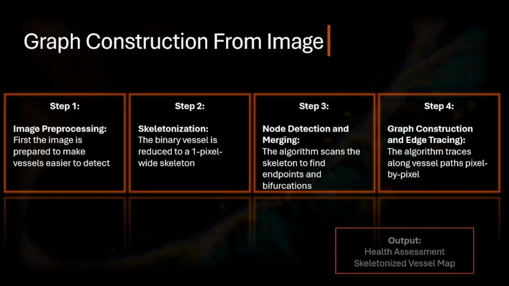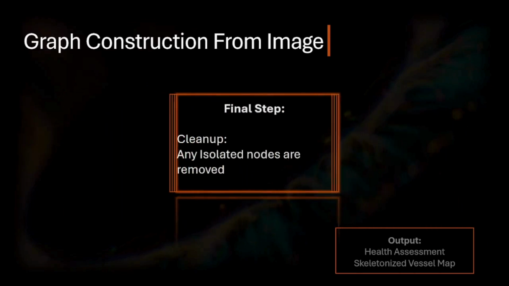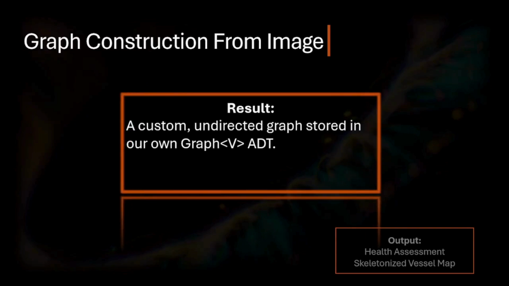The fourth stage is graph construction and edge tracing. From each node, the algorithm traces along vessel paths pixel by pixel. When another node is reached, an edge is created between them. The edge weight represents the length of the vessel segment. And finally, the cleanup. Any isolated nodes with no real connections are removed. And finally, we have a clean graph of the retinal vessel network.